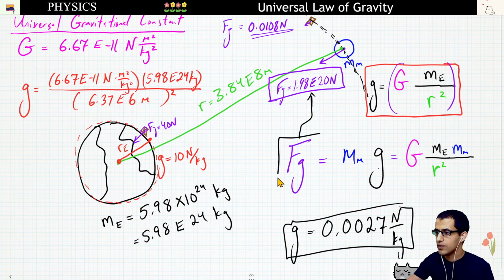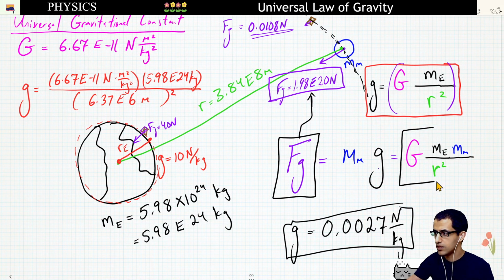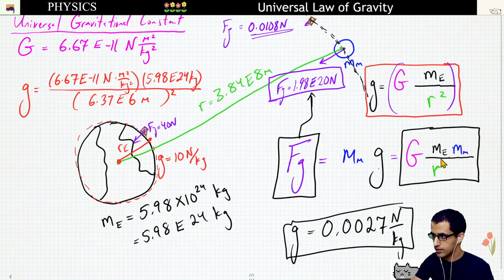So the force of gravity between two masses can be solved by using this equation. And this is the equation that we saw in class as the equation for the force of gravity between any two masses. So as long as I know what the two mass values are and I know the distance between them, I can just use this equation directly. But I just wanted to make sure that we all understood that this equation is the same as this equation.